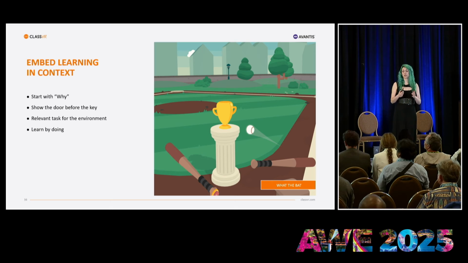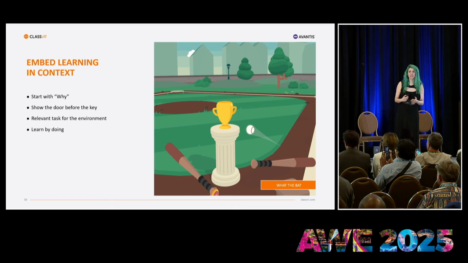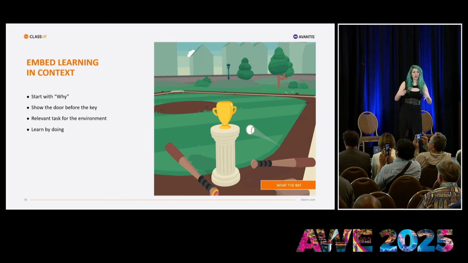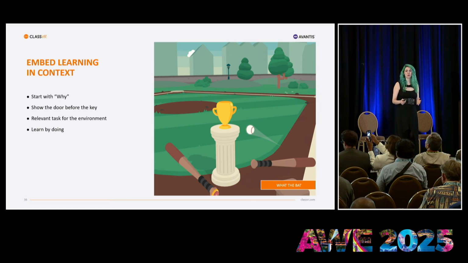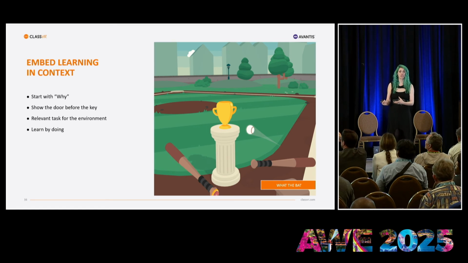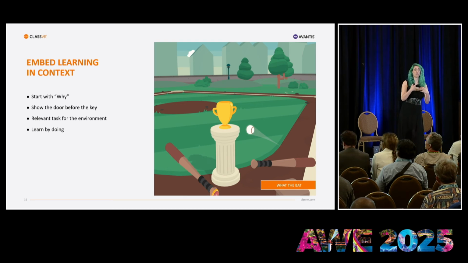The second tactic is to embed learning in context. So start with why. Why are you teaching this? Why is the user doing this? Where are they? And what activity are they doing? Another way to think about this is to show the door before the key. So show the problem, show what the user is trying to achieve, and then give them the solution so they understand why they're doing it.